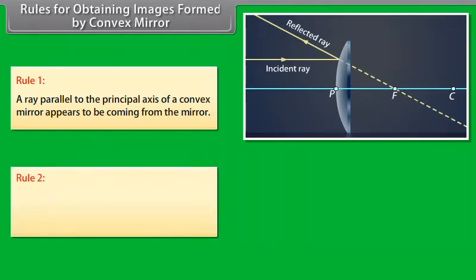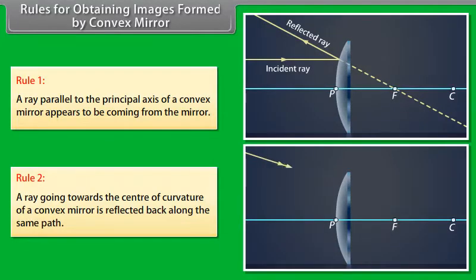Rule 2. A ray going towards the center of curvature of a convex mirror is reflected back along the same path.